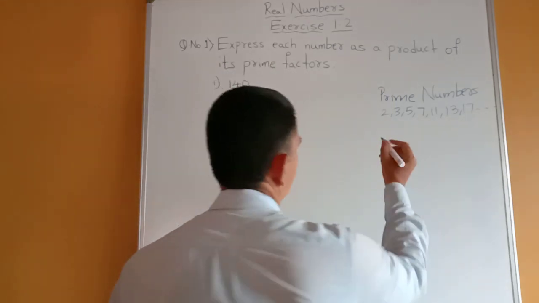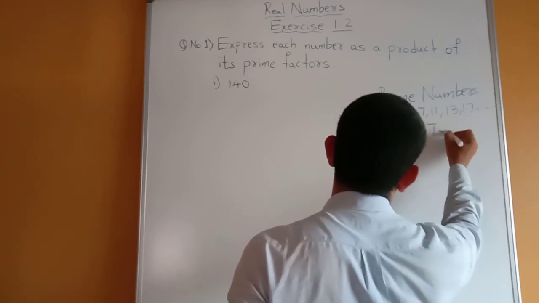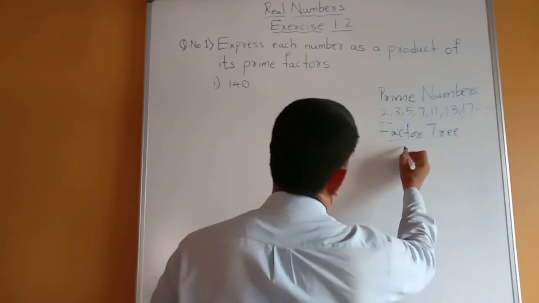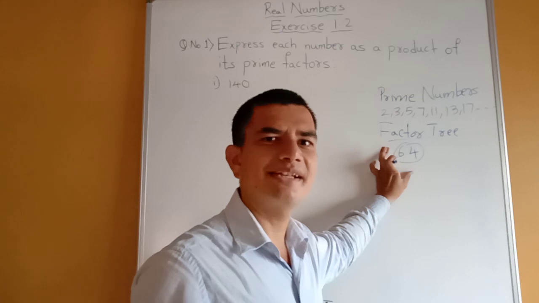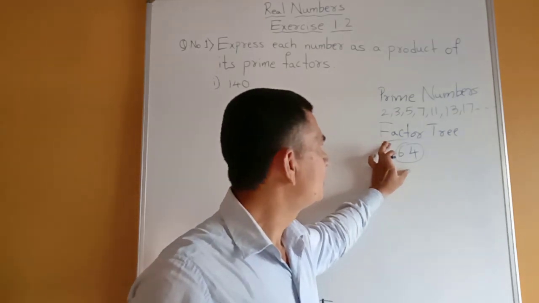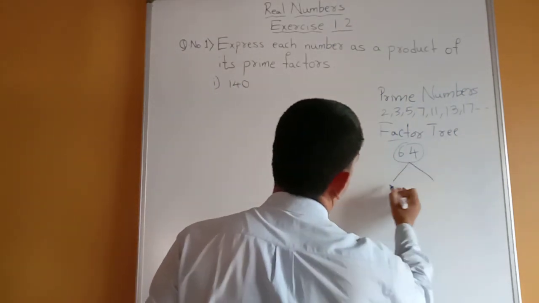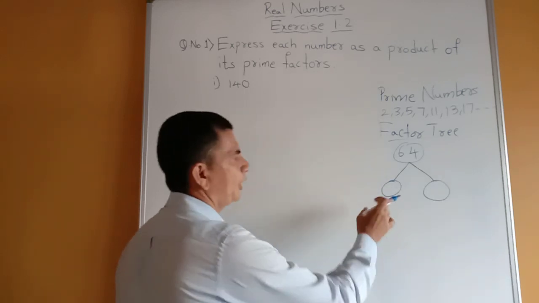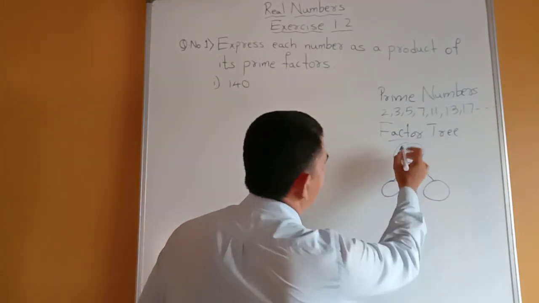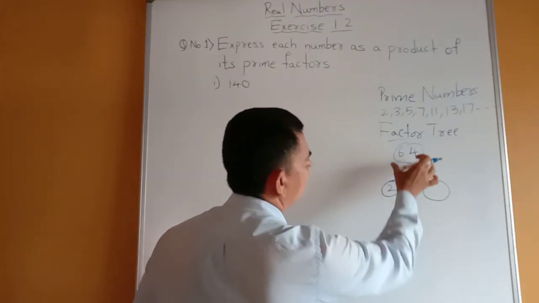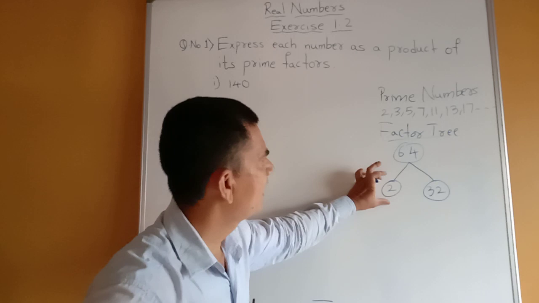Okay students, let us see about the factor tree. I am going to take one example, 64. In this 64, we have to show the factors with the help of the factor tree. When we are doing this, we have to write the prime numbers as factors, and it is multiplied by. If you divide 64 by 2, how much are you getting? 32. Okay, 2 is a prime number.